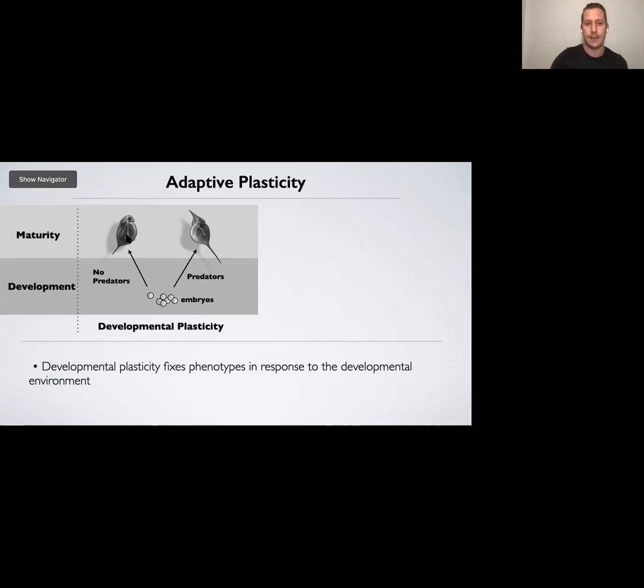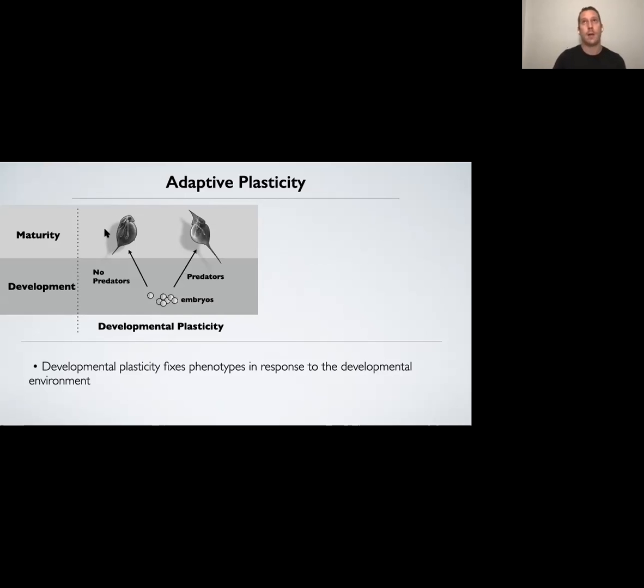So in the case of these Daphnia here, where we get the standard phenotype in the absence of predatory cues, but this adult phenotype with the spiny helmet in the presence of predatory cues, what we tend to see is that's an irreversible change. So this is permanent. If upon maturity we took this spiny helmet phenotype and returned it to waters with no predatory cues, we wouldn't see a reversal of this phenotype.